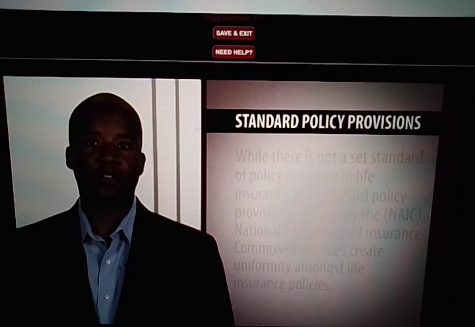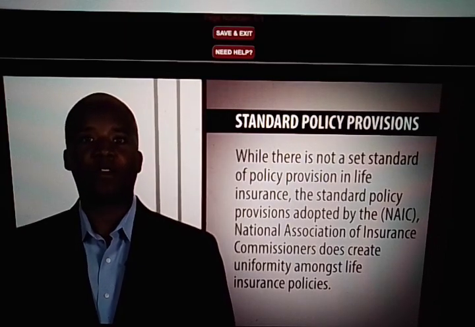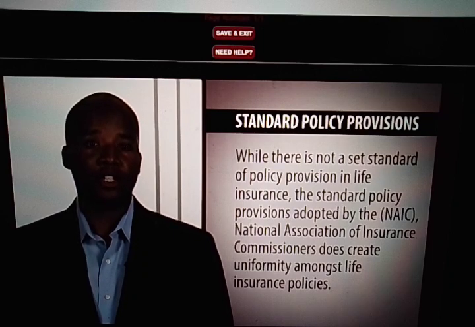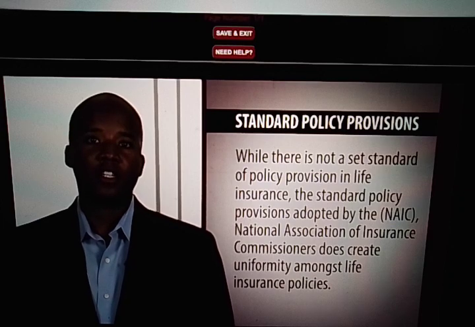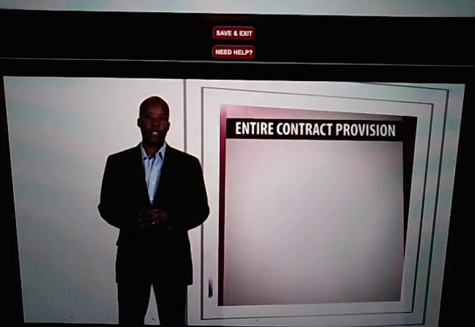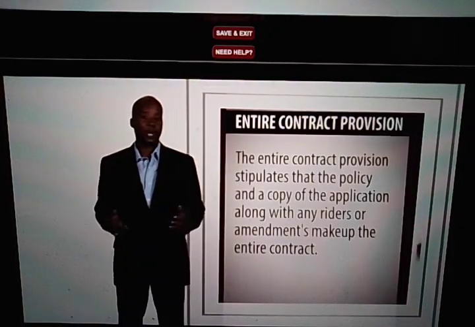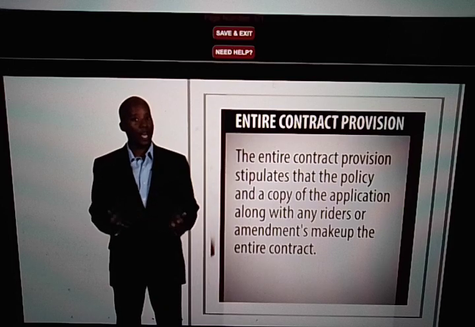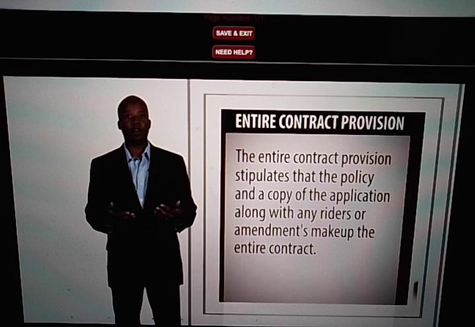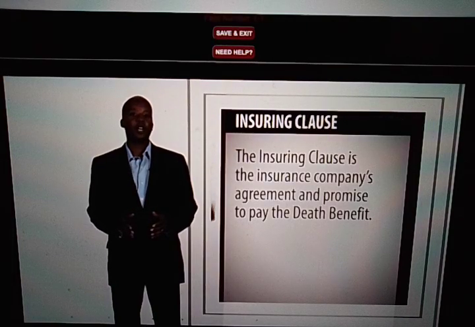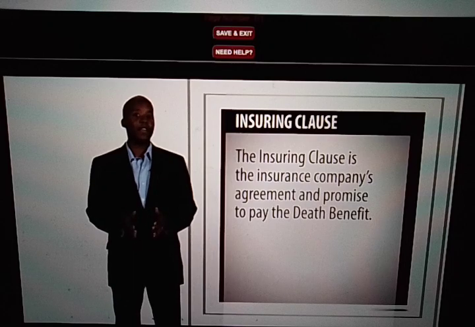Standard policy provisions. While there is not a set standard of policy provisions in life insurance, the standard policy provisions adopted by the NAIC, National Association of Insurance Commissioners, does create uniformity amongst life insurance policies. Entire contract provision. The entire contract provision stipulates that the policy and a copy of the application, along with any riders or amendments, make up the entire contract. Insuring clause. The insuring clause is the company's agreement and promise to pay the death benefit.